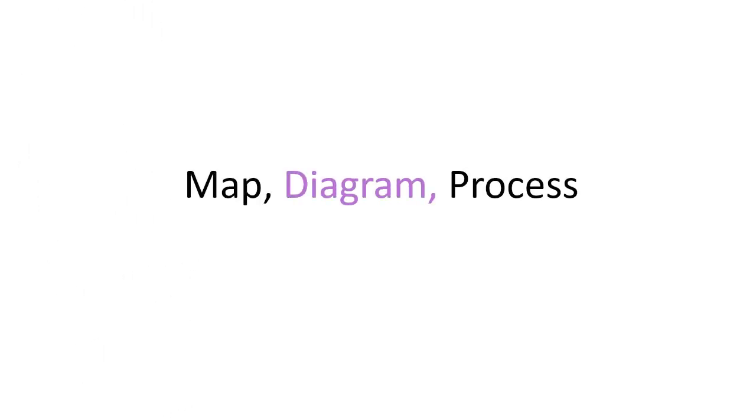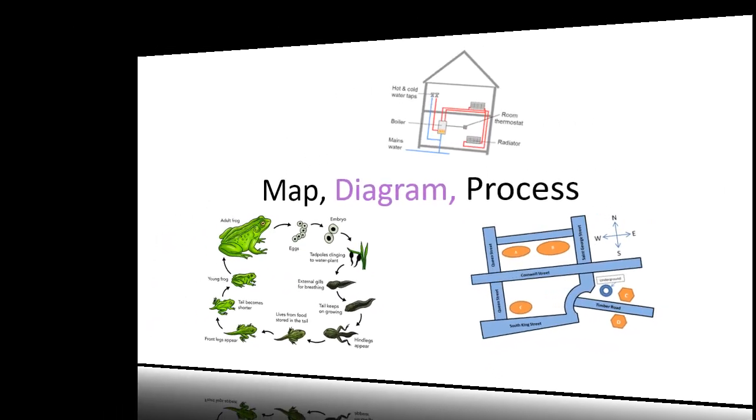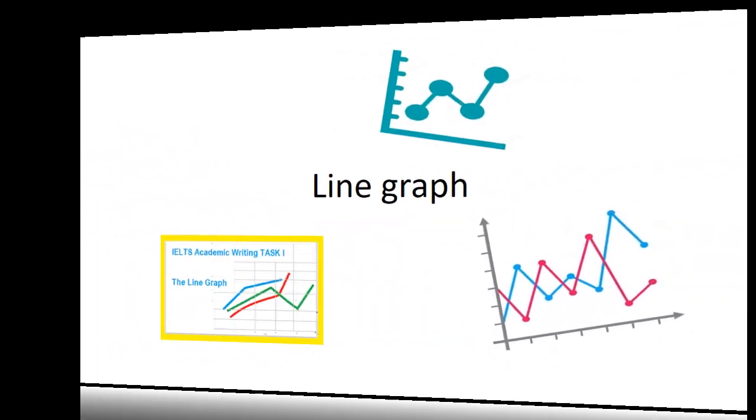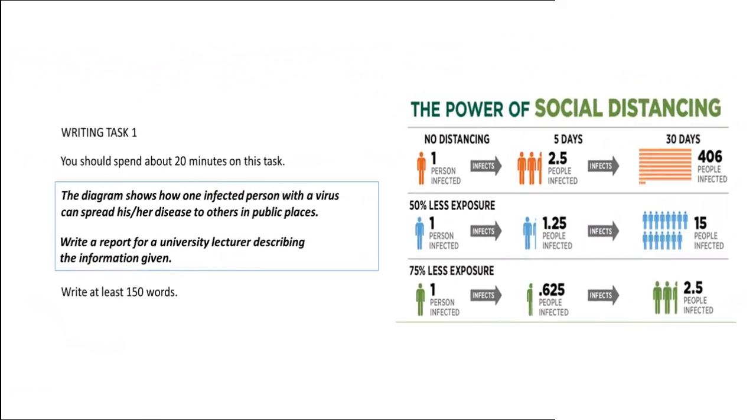Here we look at a diagram. This is one type of writing task 1, which will come in the real exam. Look for the other types in my videos. You should be familiar with all of them to get a high score.